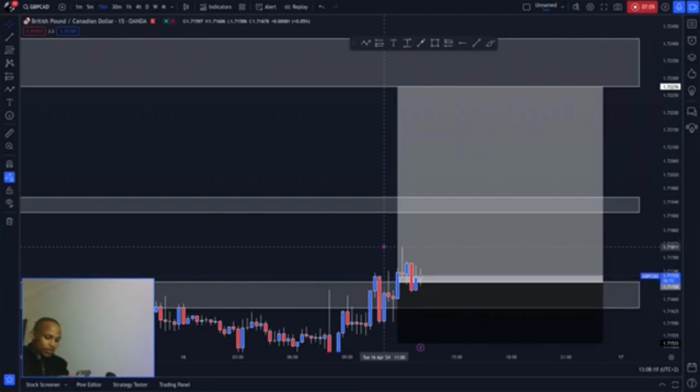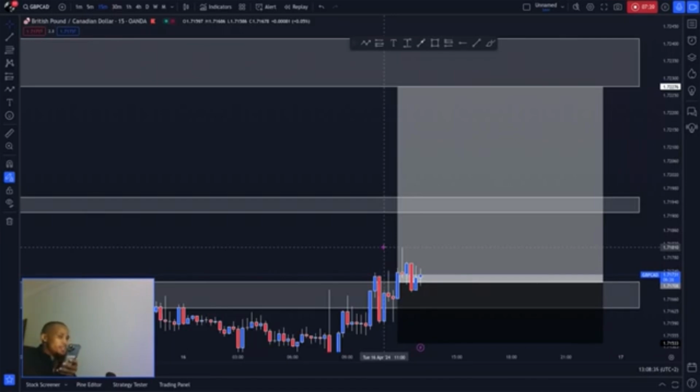Right. Stop loss. Where do we put our stop loss? 1.71533. Okay. What I like about MT5, you can now just set take profit. 1.72276. Okay. All right, we're in the trade, guys. Can't believe this. We're in the trade.